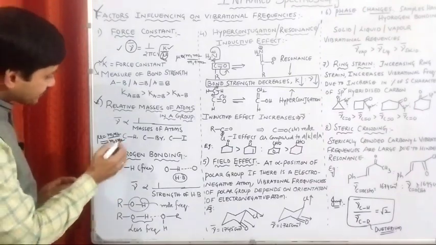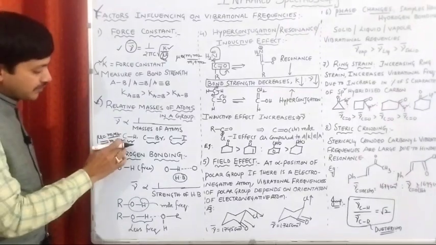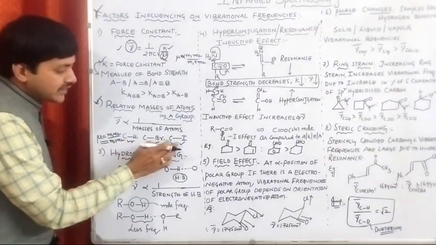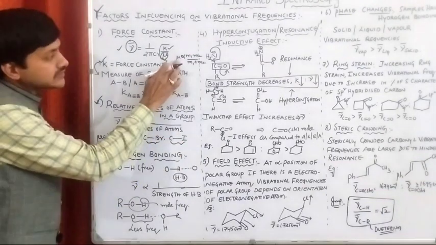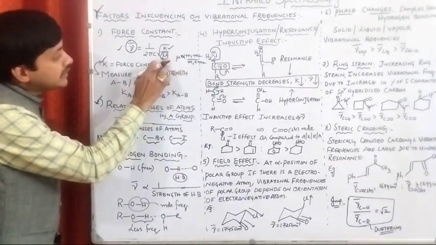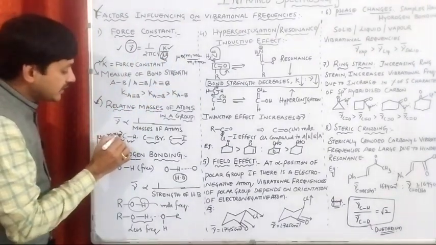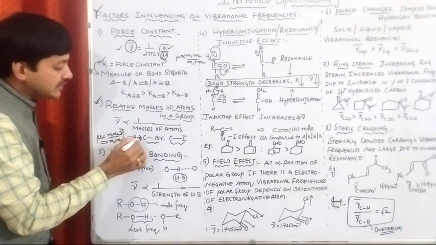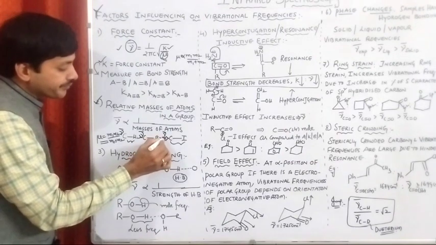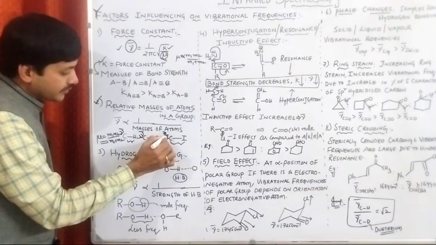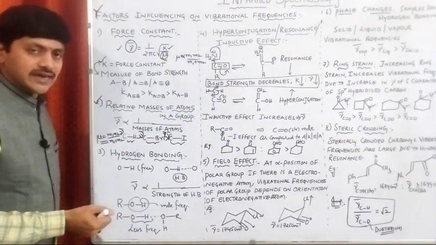Okay, see this one. C-H, C-Br and C-I. From left to right, what is happening? The mass of the atom is increasing or not? So mass of the atom increasing means which one increases? Reduced mass increases. Reduced mass increases means vibrational frequency decreases. That's why the C-H bond has a higher vibrational frequency compared with the C-Br bond and then compared with the C-I bond.